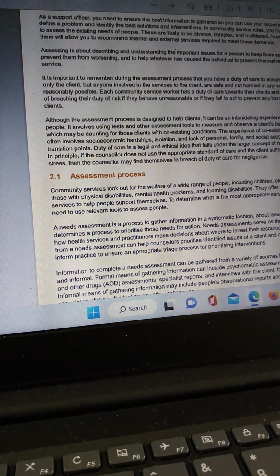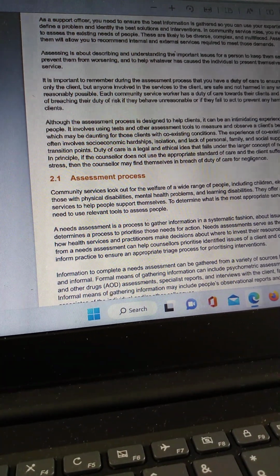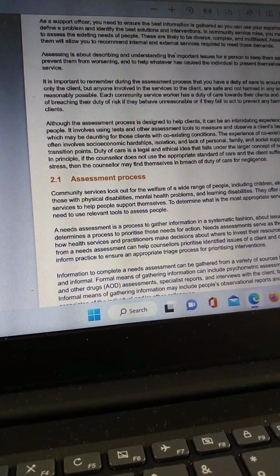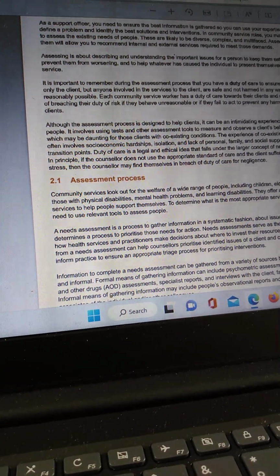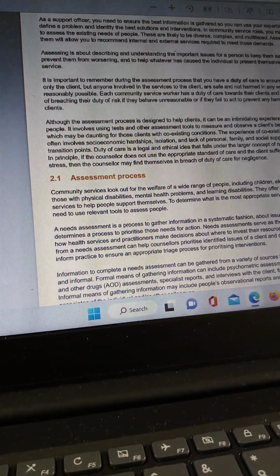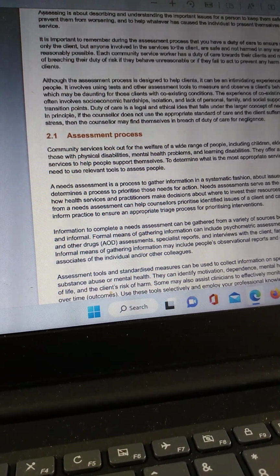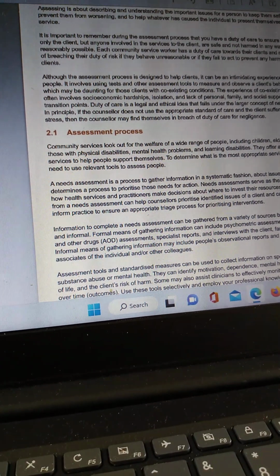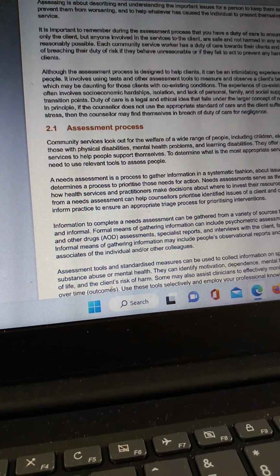A needs assessment is a process to gather information in a systematic fashion about issues or needs and determines a process to prioritize those needs for action. Needs assessments serve as the foundation on how health services and practitioners make decisions about where to invest their resources. Information from a needs assessment can help counsellors prioritize identified issues of a client and can be used to inform practice to ensure an appropriate triage process for prioritizing interventions.